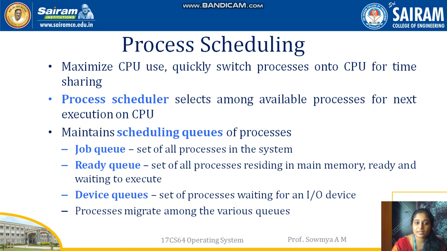Process scheduling is done with the help of scheduling queues. The process scheduler selects a process from the ready queue for execution. We have to allocate the process for execution, that is process scheduling. The first method is the scheduling queue.